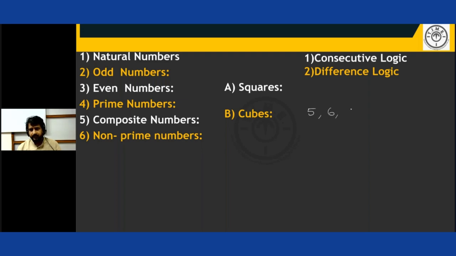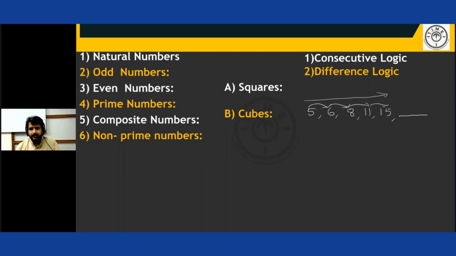5, 6, 8, 11, 15. I'm taking very small numbers and easy examples to understand the concept. Now here, from one number to another number, first of all you can see that the numbers are in an increasing pattern. From one number to the next number, there is a small jump.